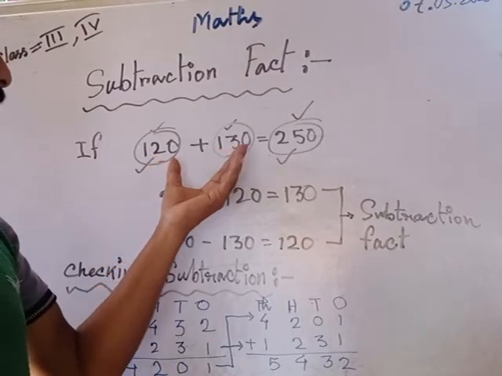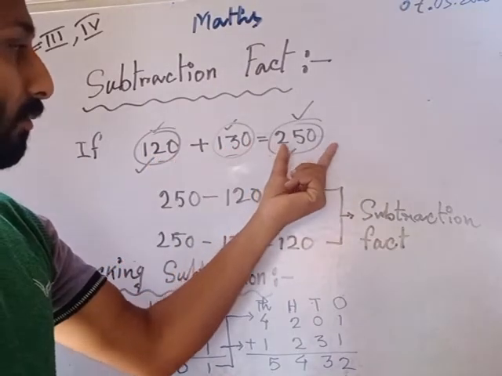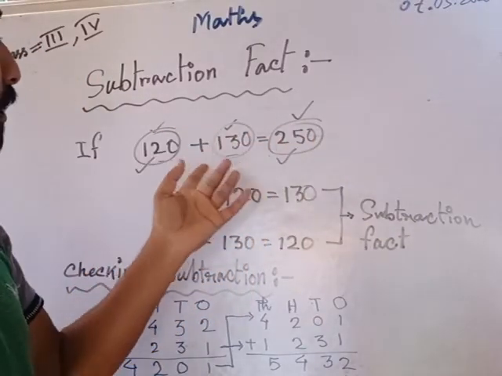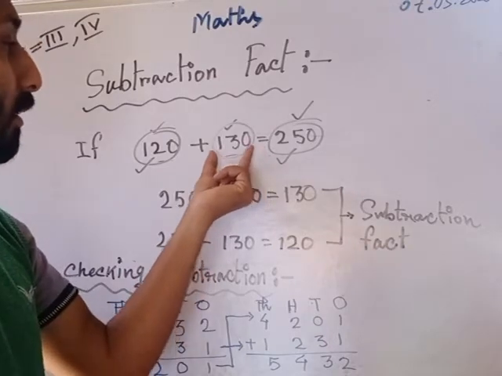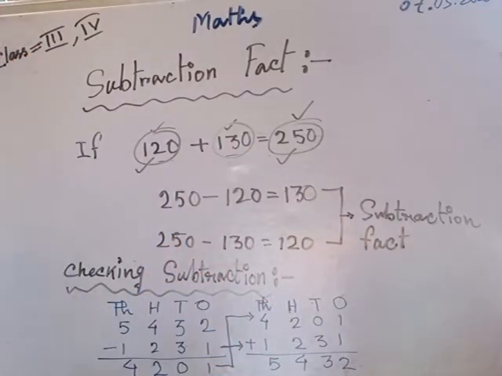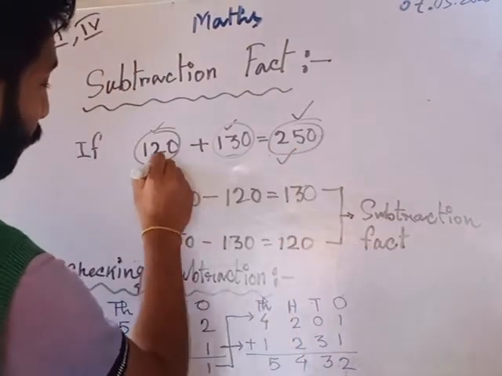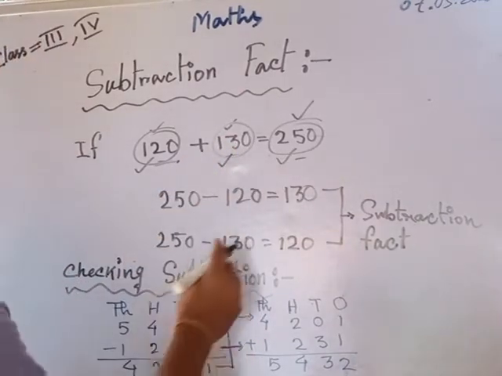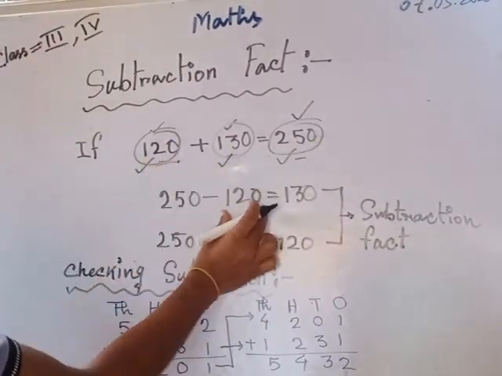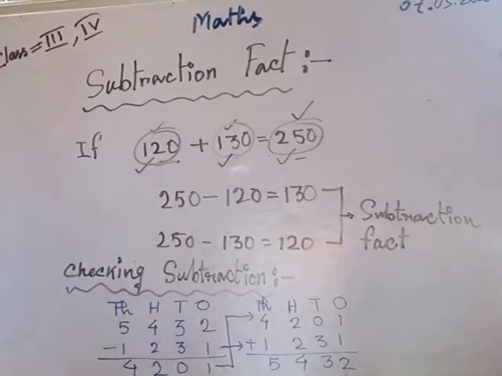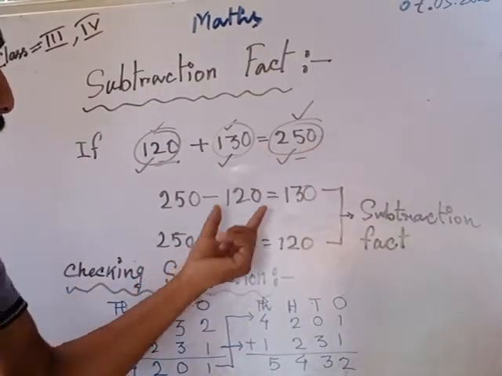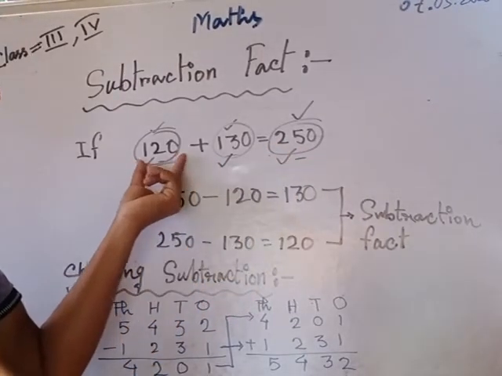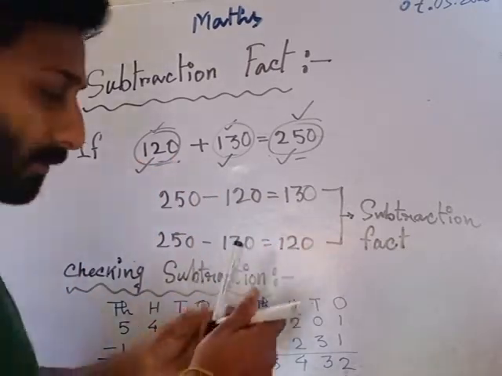That means if any two numbers are added, and from the total you subtract any number, you will get the other number. If you subtract 120 from 250, you get 130. 250 minus 120 is equal to 130. If you subtract 130 from 250, you will get 120.